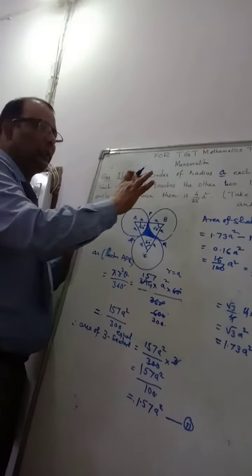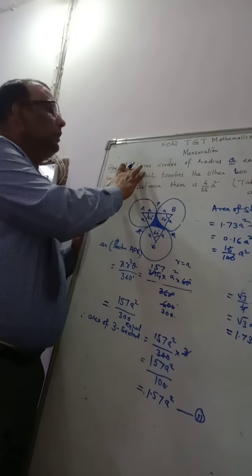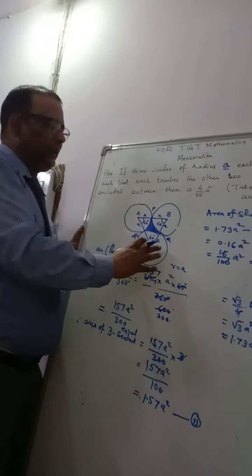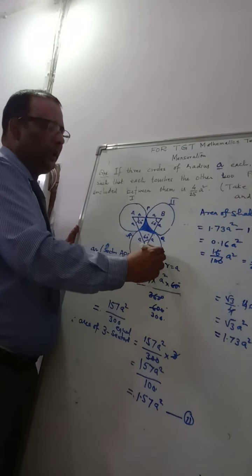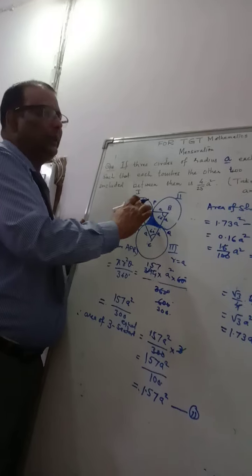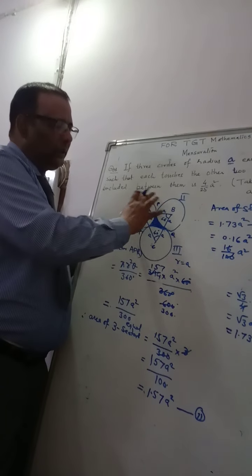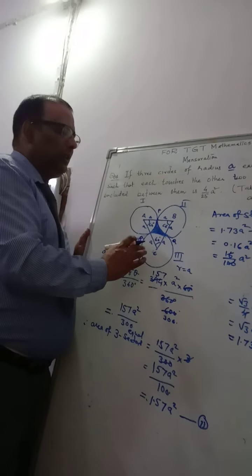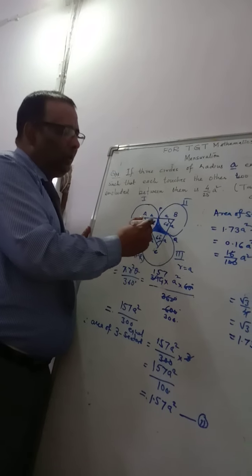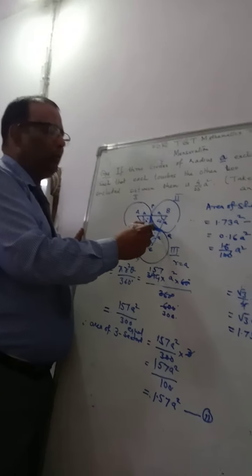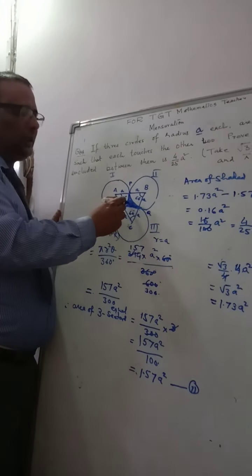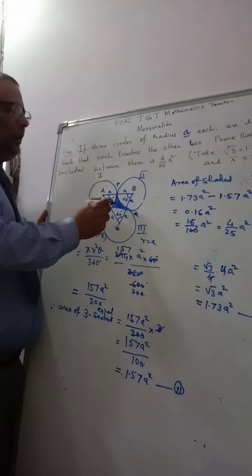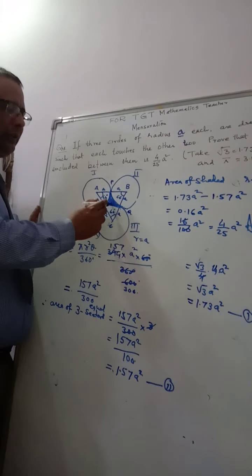So in this question it is said that three circles touch each other. Suppose this is circle 1, this is 2, this is 3. All the three circles have radius a, and all the circles touch each other, and now we get a portion between all the three circles, and that is shaded here. We have to find the area of it.